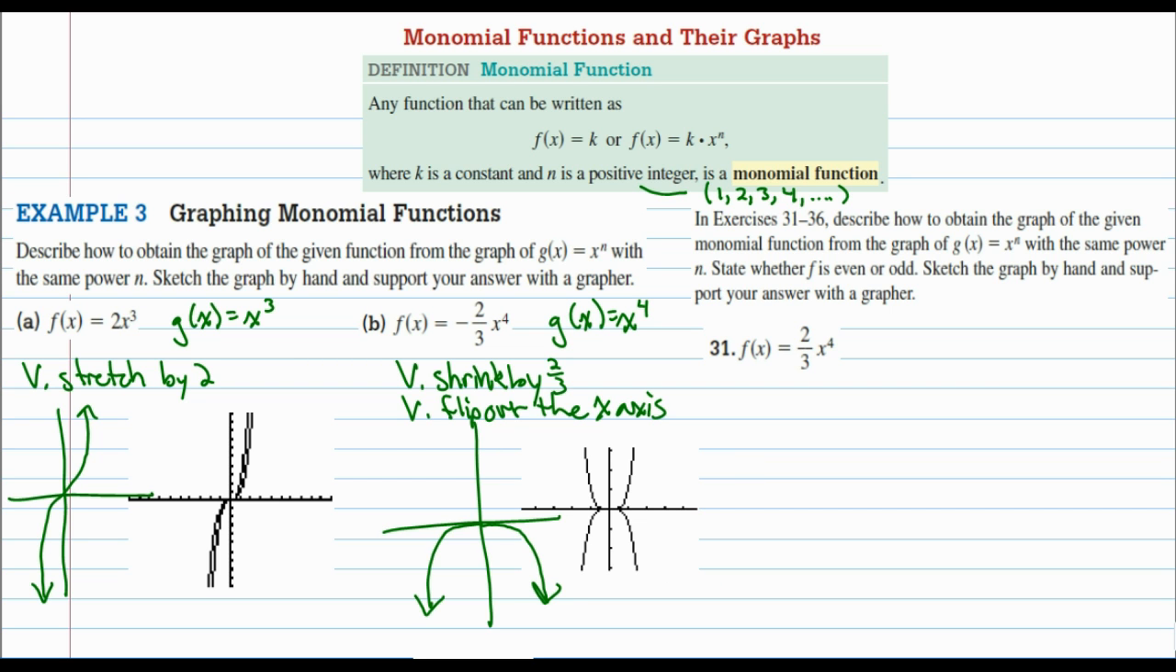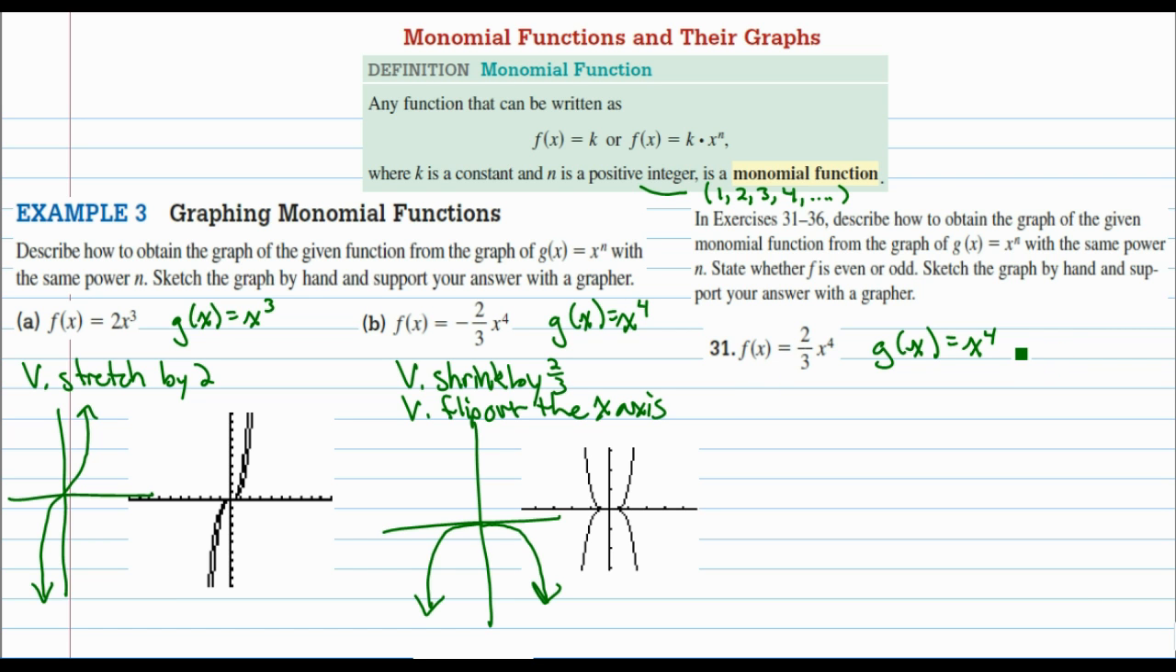The now try problem for example 3 was number 31. Describe how to obtain the graph of the given monomial function from the graph g of x equals x to the n. So in this case, g of x is going to be x to the 4th, just like part B of example 3, with the same power n. State whether f is even or odd. Oh, they're throwing in a curveball. State whether f is even or odd.